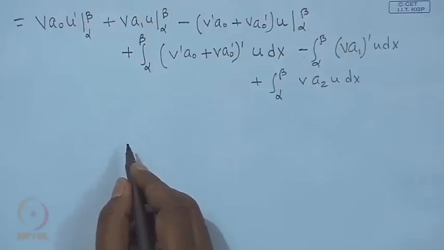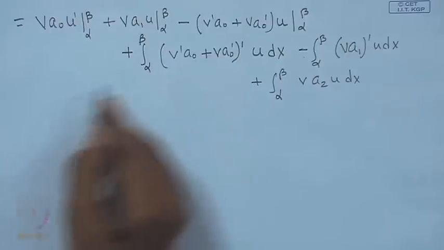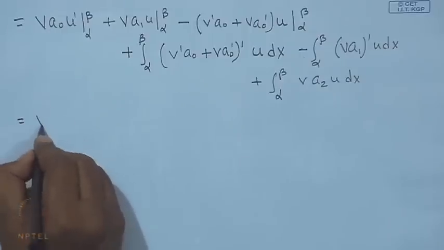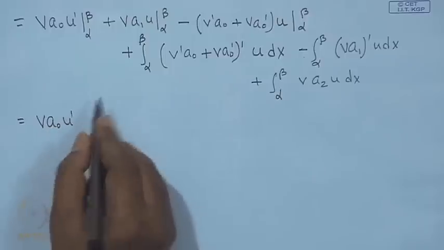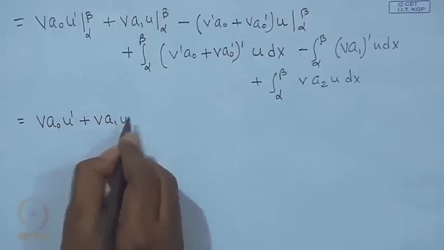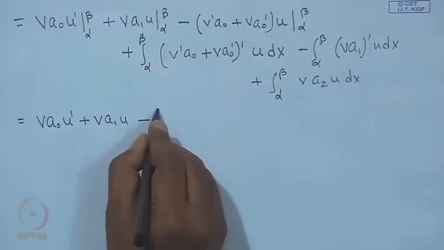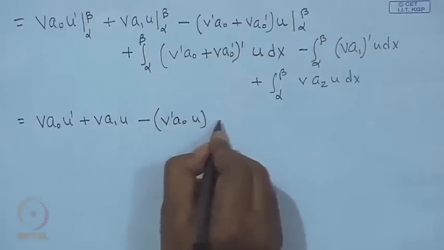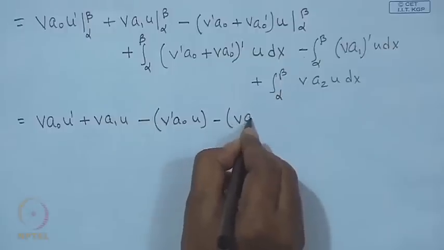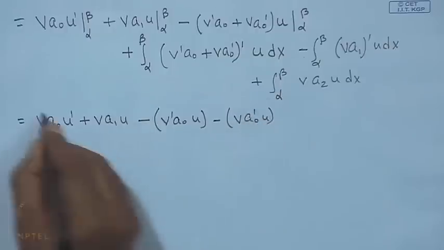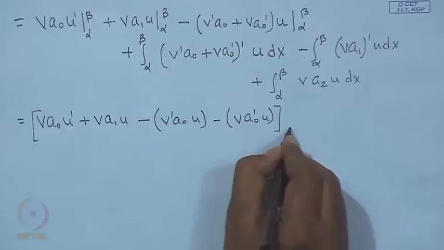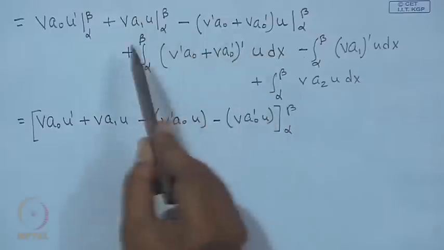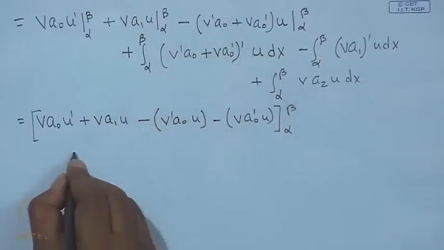Okay. So, we combine all these terms together. So, what we will be getting is that v a 0 u prime plus v a 1 u, and this one minus v prime a 0 u minus v a 0 prime u evaluated from alpha to beta. So, that takes care of these three boundary terms plus the governing equation.